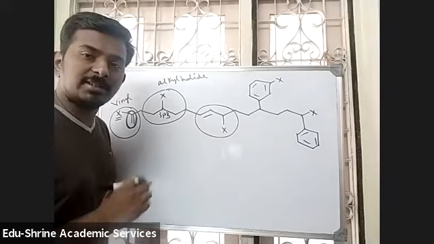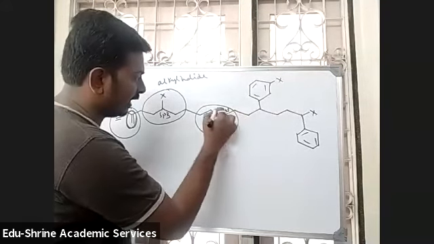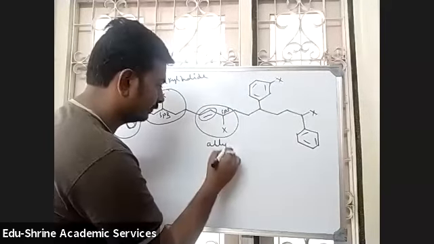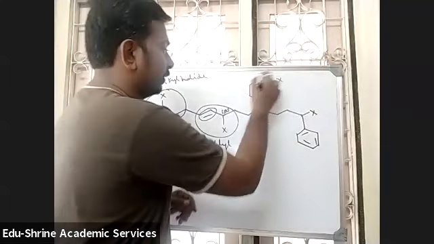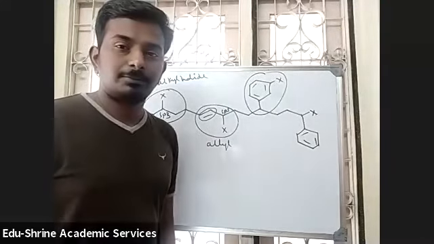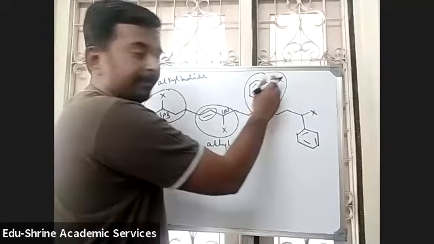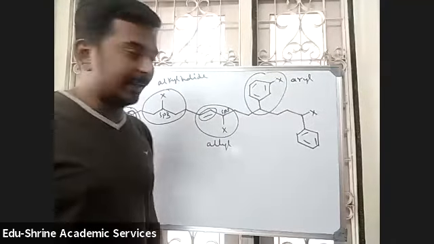Yes, it is called allyl, because the halogen is first attached to sp3, then the sp3 is attached to the double bond. So it is called allyl, the allylic part. What about this part? Yes, good. The halogen is directly attached to the benzene ring, so it is called aryl.